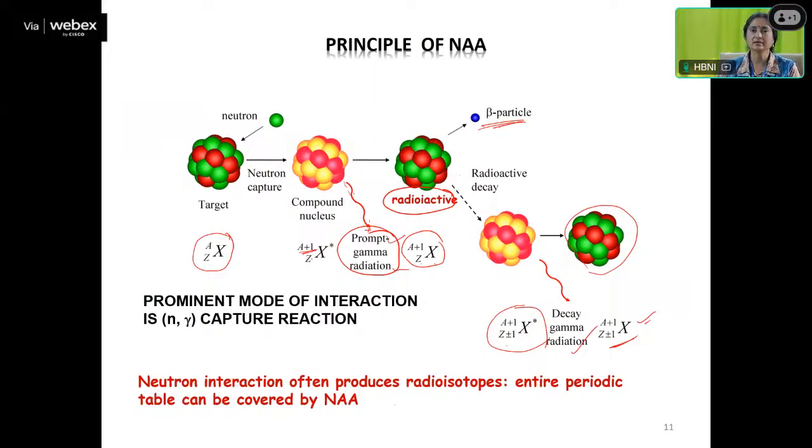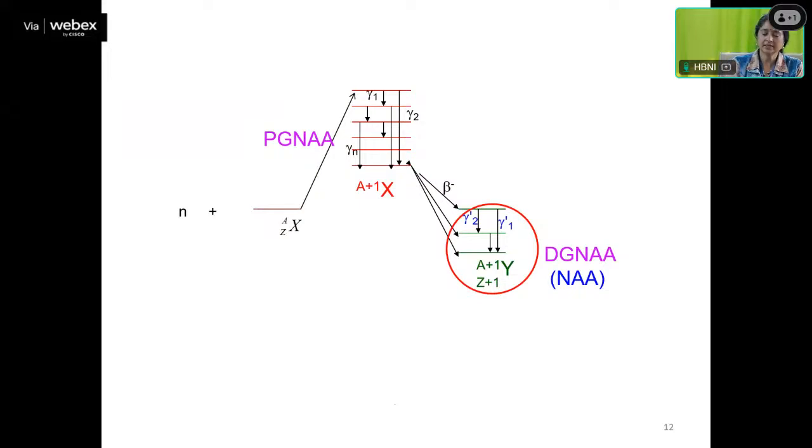So now neutron interaction often produces radioisotopes. The entire periodic table can be covered by NAA. So this is the potential of NAA. So now you see again the neutron comes to the element. Then prompt gamma analysis will be there. Then delayed gamma. This is DGNA, delayed gamma neutron activation analysis.